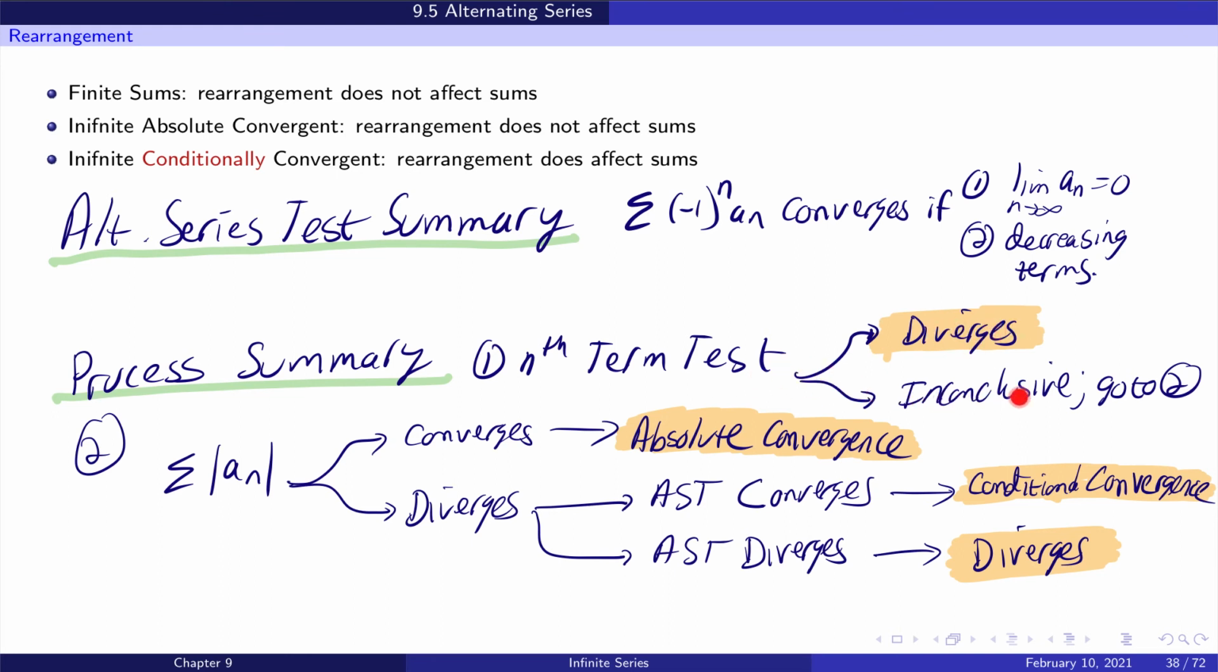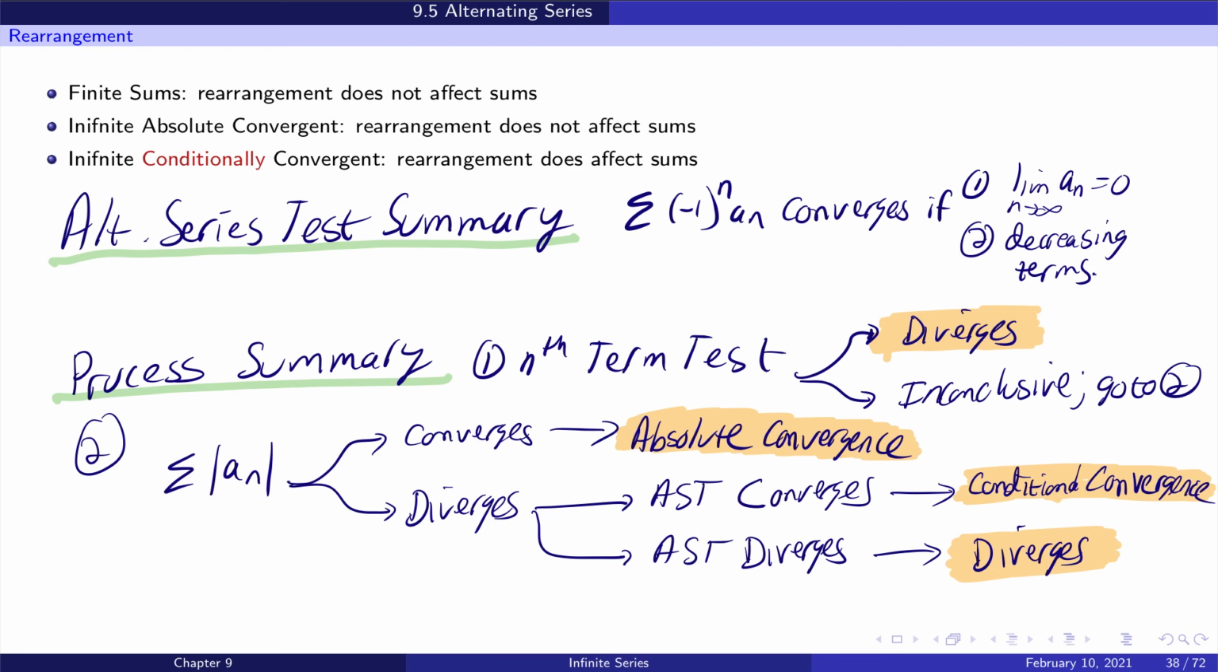If the nth term test is inconclusive, you take just the positive part, ignore the alternating part, and check to see if it converges. If that converges, you have an alternating series that absolutely converges. If just the positive part, the sequence of terms without the alternating part, diverges, then you perform the alternating series test. And if the alternating series test converges, you have conditional convergence. And if the alternating series test diverges, then you have divergence again.